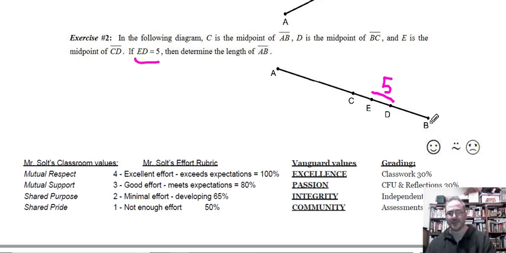Hopefully you're now unpausing the video because you gave this a shot. Let's think about this. If ED is 5 and E is the midpoint between C and D, then that makes CE 5. Now I know that CD, these two parts together, give me 10, because 5 plus 5 is 10.